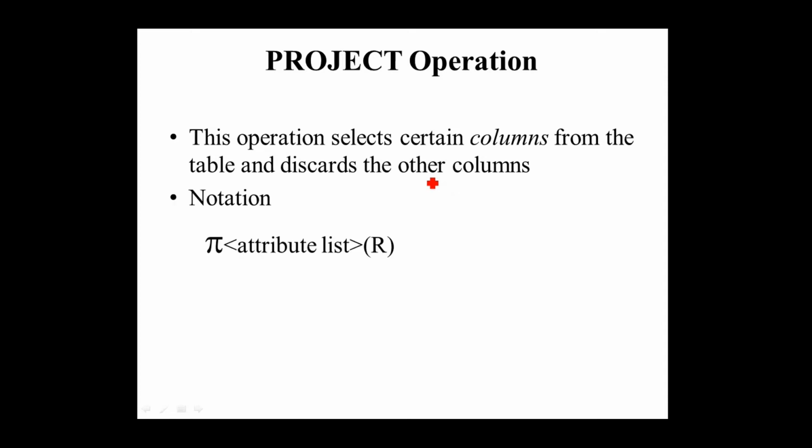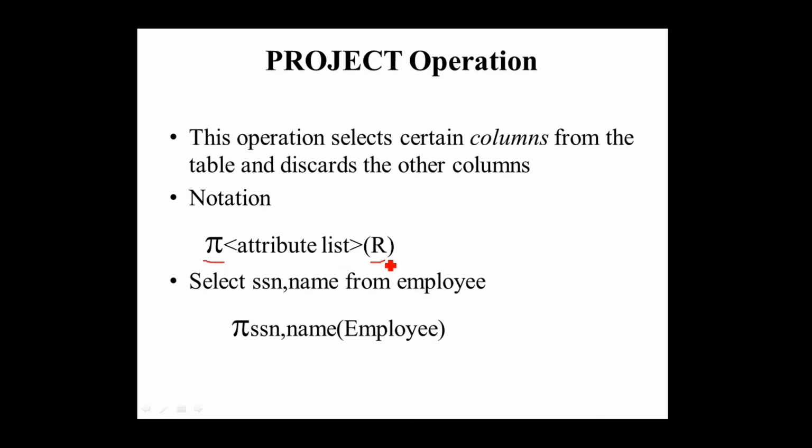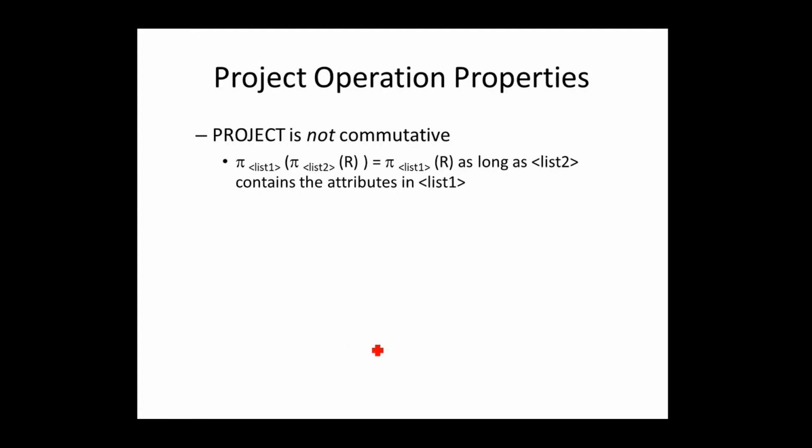Let me give you the notation. We have the project symbol, and we have to give the column list that we are going to project from a table, and then the table name. It's very simple. Let's take an example. Select SSN, name from employee. So from the employee table, I'm selecting these two columns. How will I write that? This is the project operation. The column names I'm going to give, and then on which table? Employee table. Very simple and straightforward.